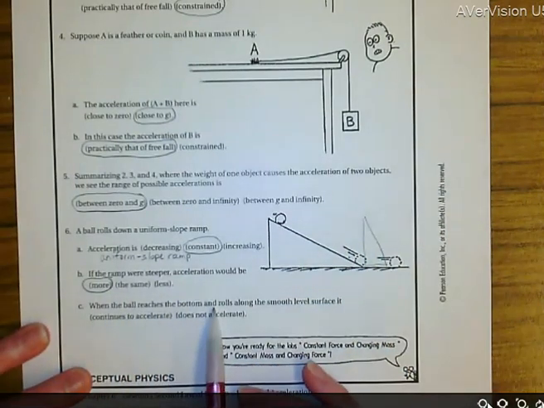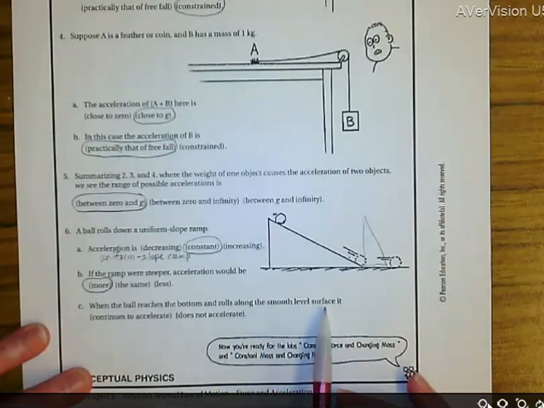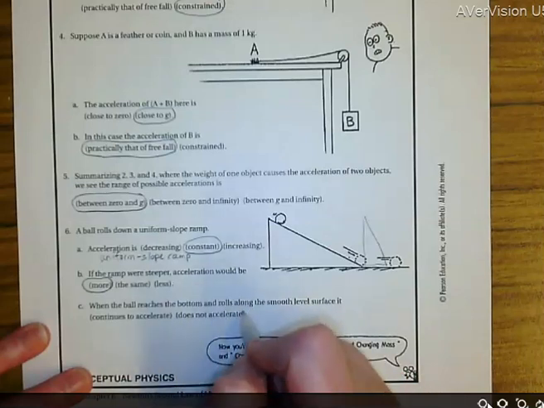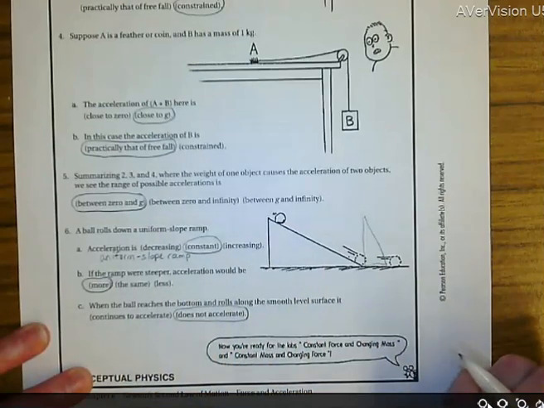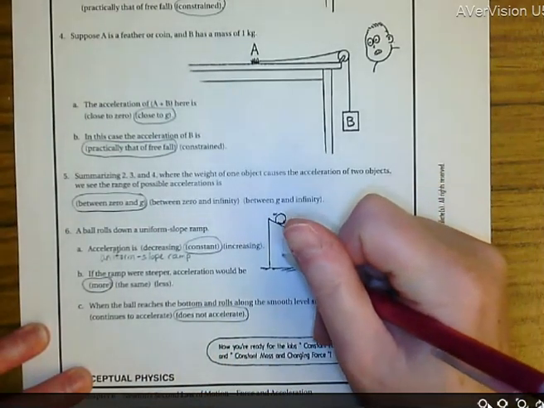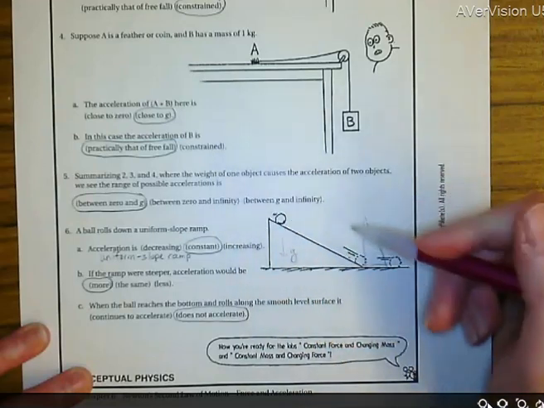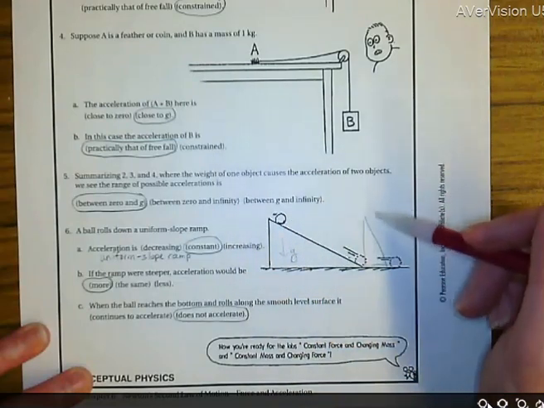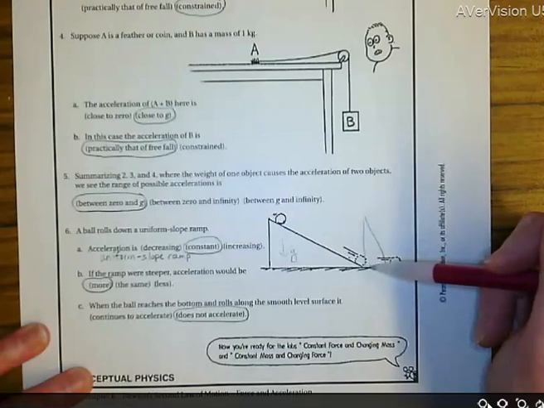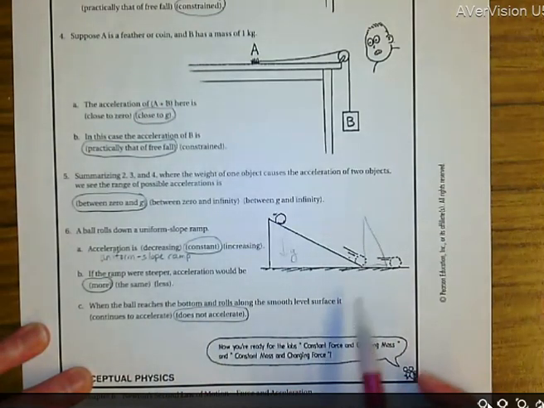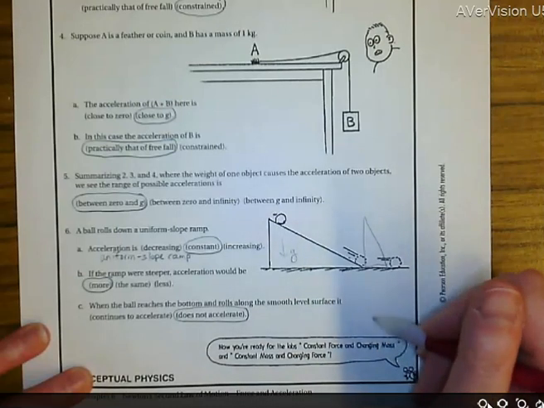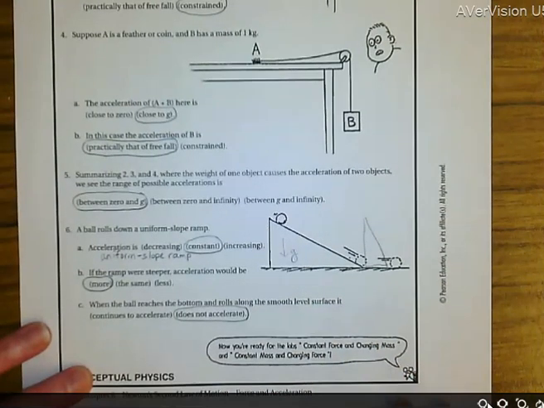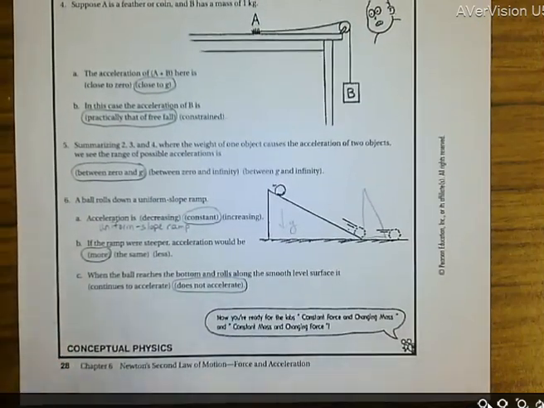When the ball reaches the bottom and rolls along the smooth, level surface, it does not accelerate because there's no net force acting on it. Remember, gravity is acting on this ball on the ramp, and that is what's accelerating it, okay? But once we get on this level surface, gravity is acting on it, but it's not causing it to accelerate in a downward way. I hope that helps.